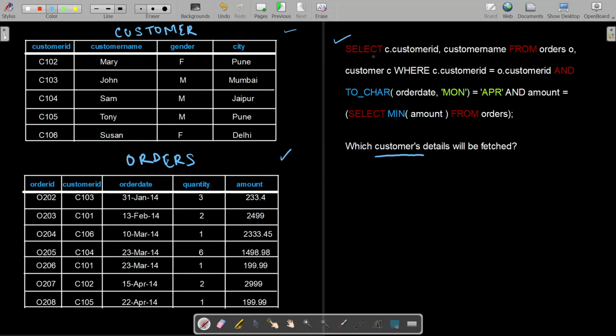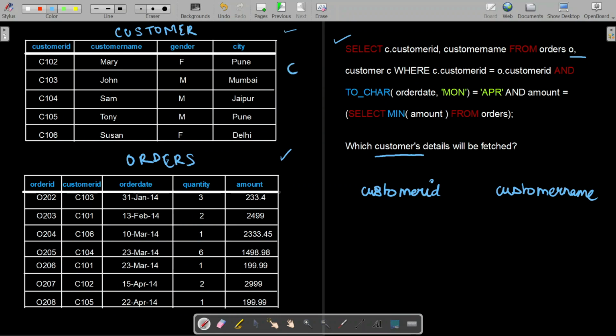So we are told to select c.customer_id and customer name. So the output should consist of customer ID and customer name from orders O, customer C. Now the comma will create a Cartesian product for the two tables where c.customer_id is equal to o.customer_id.